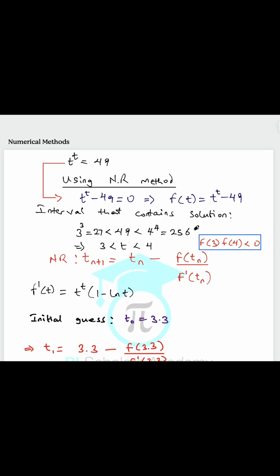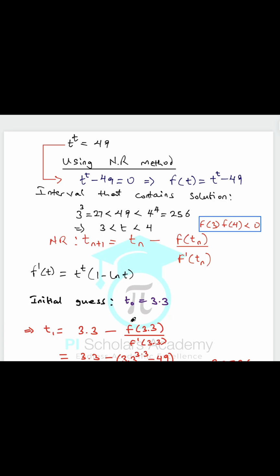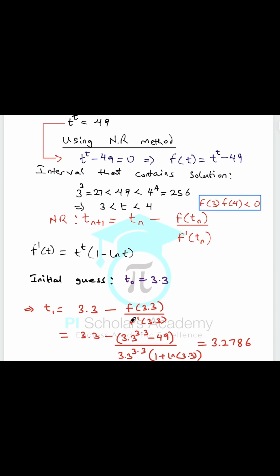With that, it's going to be easier for you to solve. So let's proceed. We have the initial guess. Now, this initial guess, normally when you are doing numerical methods, you might be given what your initial guess should be. But sometimes you'll be the one to make the guess.